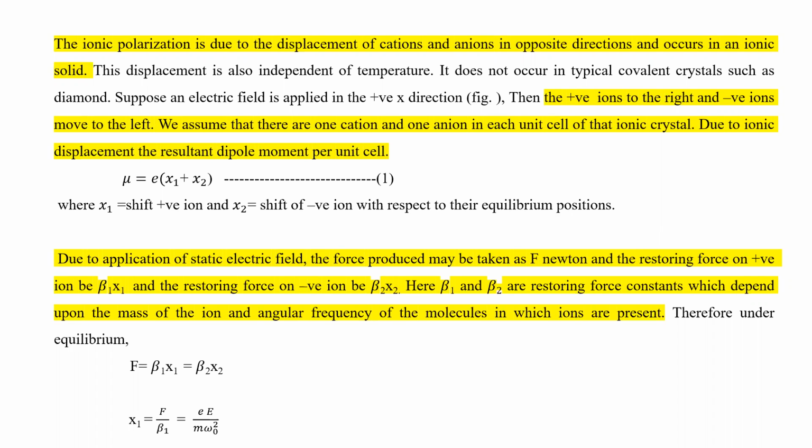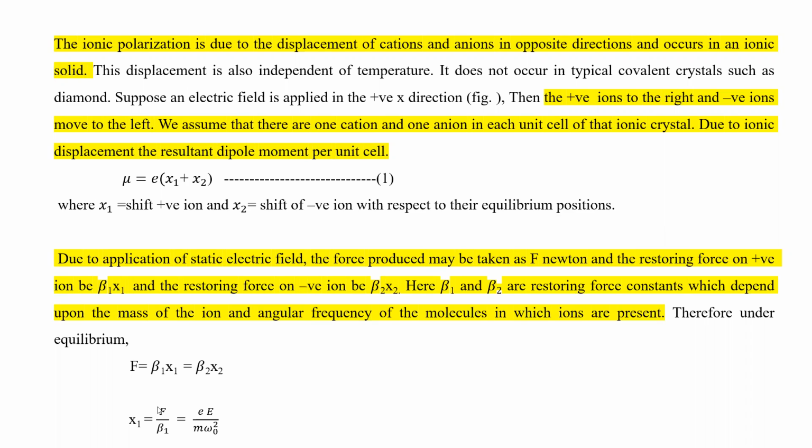ரெண்டோடைய force constant ஒன்று தான். ஏன்னா because giving a stress to the particular molecule would be the same. So F equal to beta 1 x1 equal to beta 2 x2. Therefore, the total force exists on the positive and the negative ion should be the same. Therefore, from that expression, x1 will be calculated as F by beta 1.